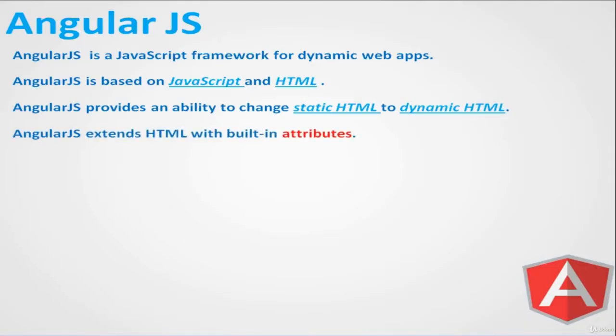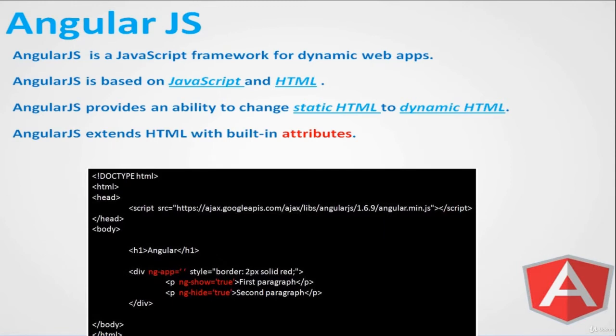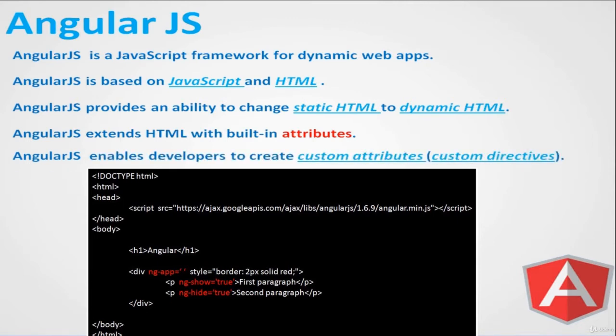AngularJS extends HTML with built-in attributes. Built-in attributes like ngApp, ngShow, and ngHide. These built-in attributes are called directives. AngularJS enables developers to create custom attributes, custom directives.